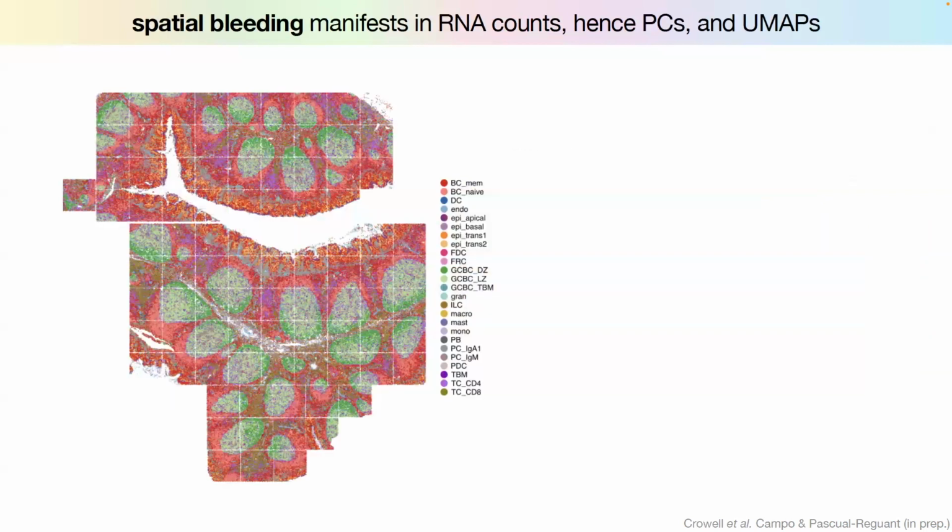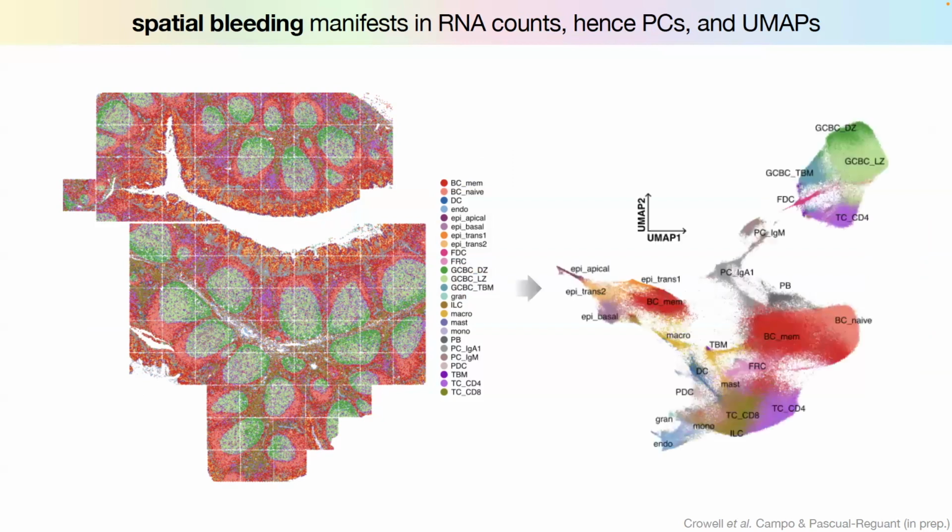Okay, just to show you another example. This is exactly the same data set that I was showing you. And if you do a UMAP, you also see the same phenomenon. This spatial bleeding, because it goes in your counts, it goes in your principal components, it also goes into your UMAP. And here's an example.